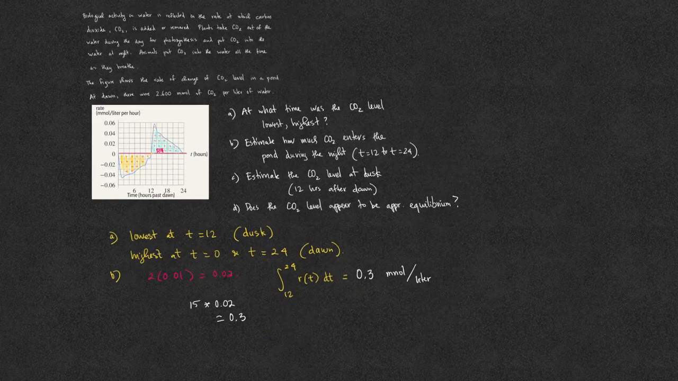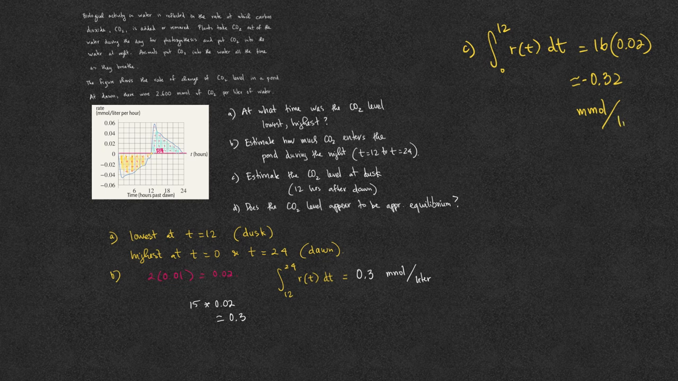For part C, it is the integral from 0 to 12 of the rate dt. We approximate that this is about 16 squares, and each square has an area of 0.02, so this is about 0.32. This should be negative because this is the area below the x-axis. It should also be negative because this represents the amount of CO2 that is leaving the pond. And the unit is still millimoles per liter.